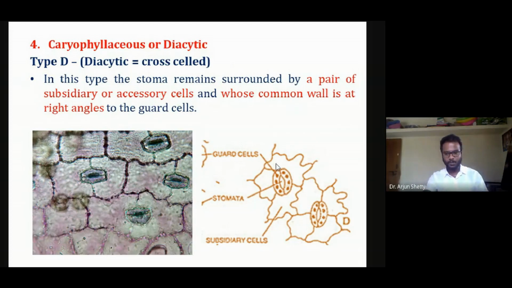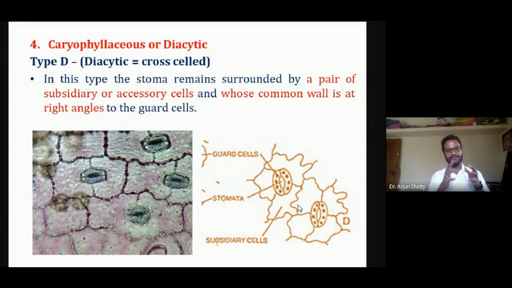Nothing but the stomata which has the subsidiary cells perpendicularly arranged to the guard cells, or the right-angled arrangement of a subsidiary cell to the common wall of the guard cells. You just see here, the stomata is there and one subsidiary cell which has been perpendicularly arranged and another subsidiary cell is also perpendicularly arranged. Here also you can see a stomata with the perpendicular arrangement of the subsidiary cells.